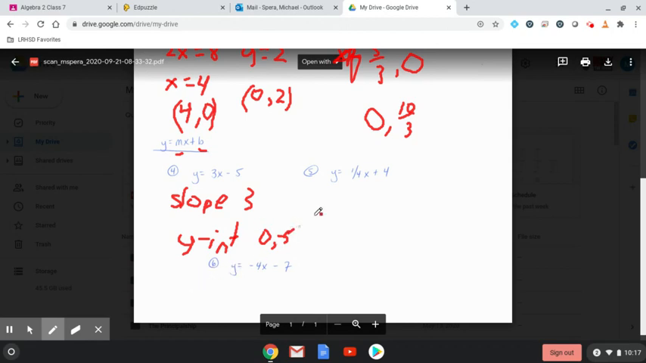All right, the same deal for this one. This time I'll mark slope with an m, and slope is 1/4. And b, which is our y-intercept, (0, 4). Now, we're going over this to be able to answer questions 96 to 107 in our review packet.